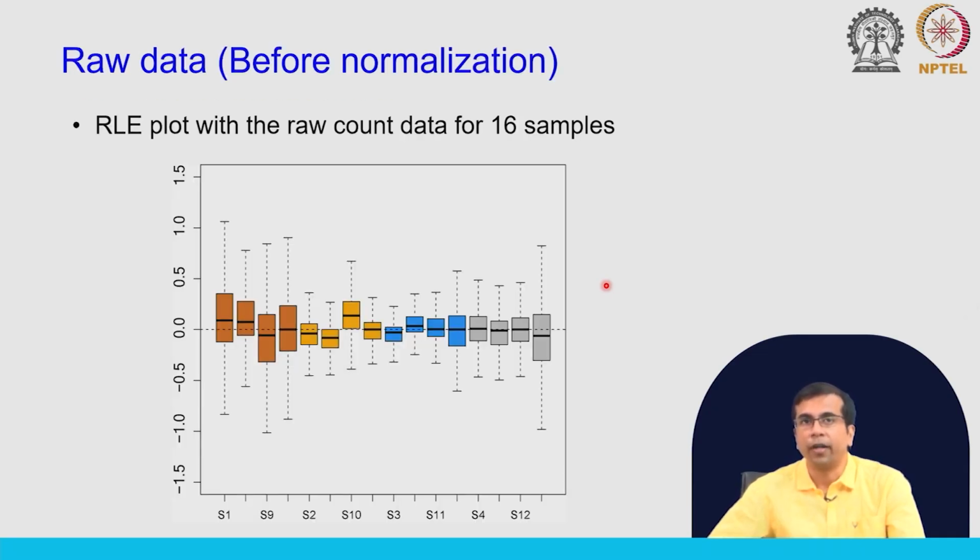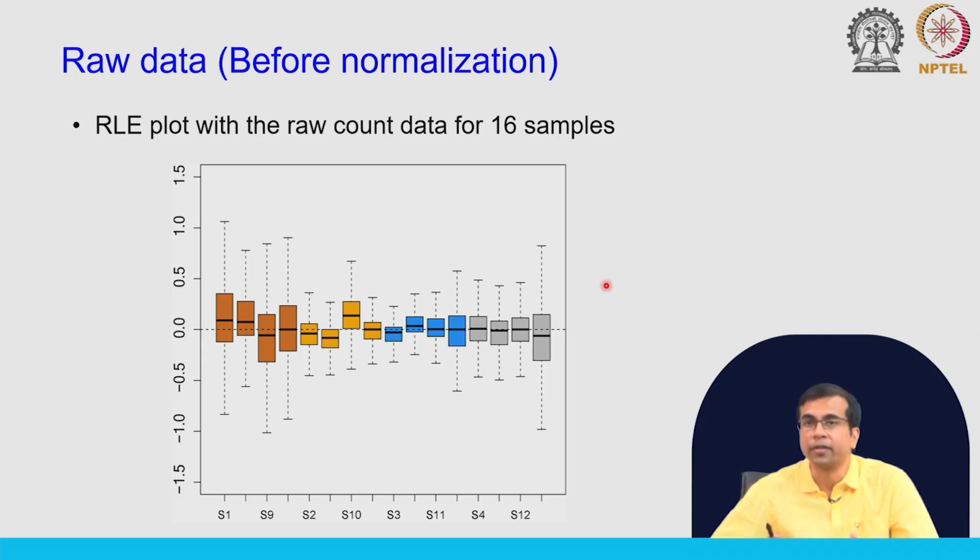Here is the raw count data for 16 samples before normalization. You can ignore the sample names, which are labeled in some way, but pay attention to the colors you see. The samples of the same color are technical replicates of the same condition or the same sample.